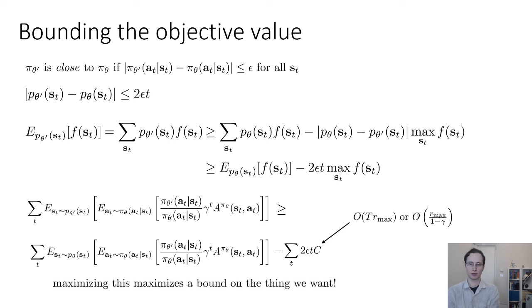Essentially, all this says is that maximizing this equation at the bottom maximizes a bound on the thing that we really want, which is the expectation under p theta prime, which we've proven to be the same as maximizing the RL objective. The thing we have to watch out for is that we get this error term that scales as 2 epsilon t times a constant. Everything in that error term is a constant except for epsilon, and epsilon is the total variation divergence between your new policy and your old policy.